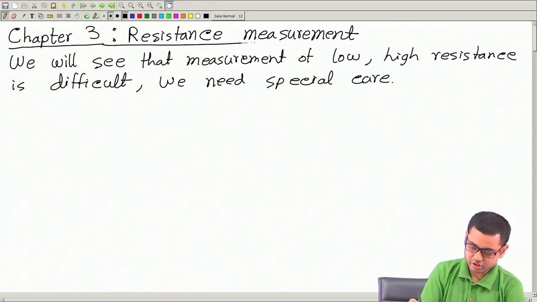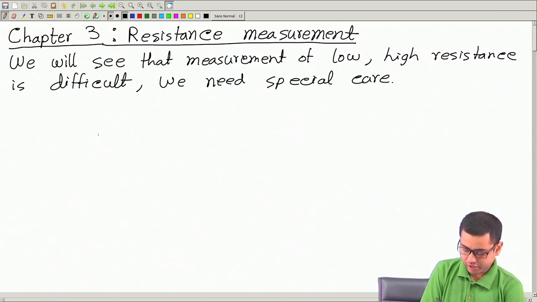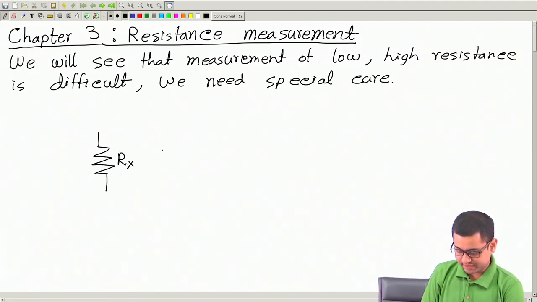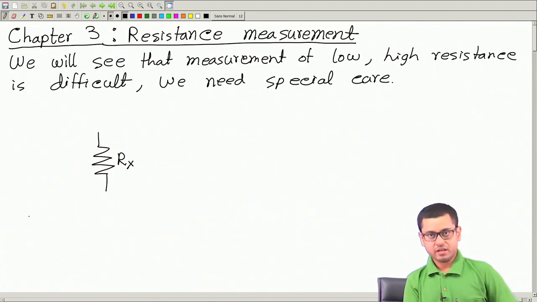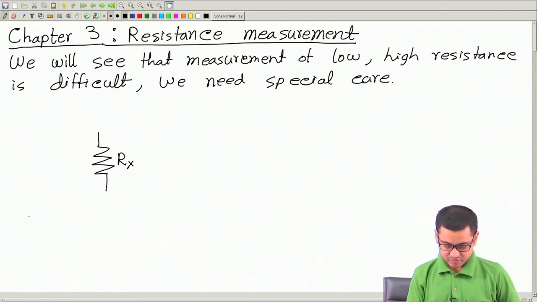So this chapter is on measurement of resistance. Let's begin with a very simple idea. Suppose I have a resistance, and let's call it Rx. X once again stands for unknown, and the idea is to measure the value of Rx. How do we measure? Say we have a voltmeter and an ammeter. There is no ohmmeter right now. We want to measure this Rx.